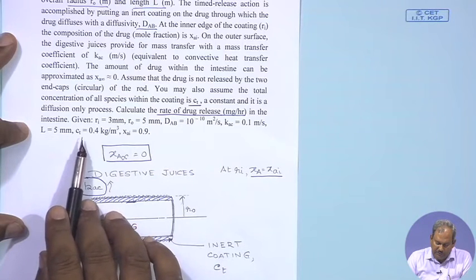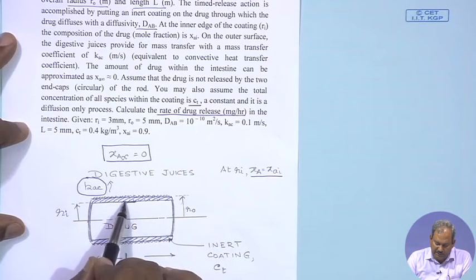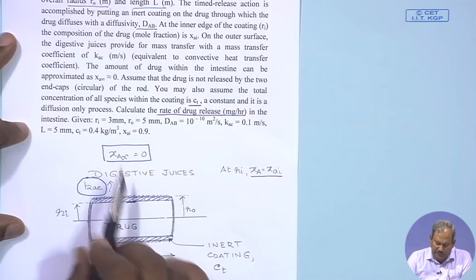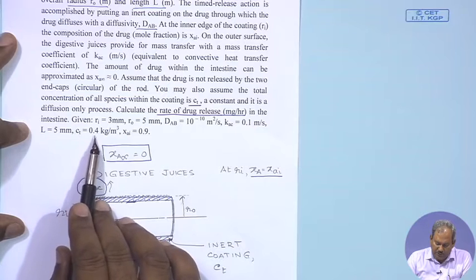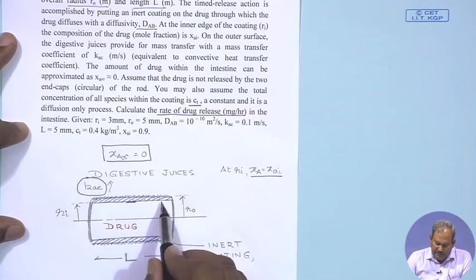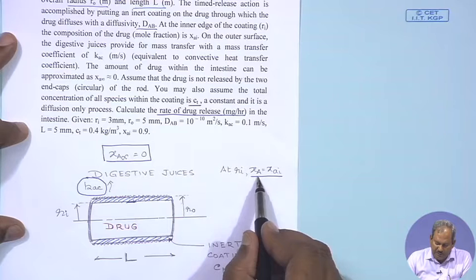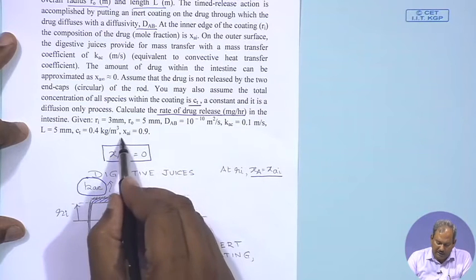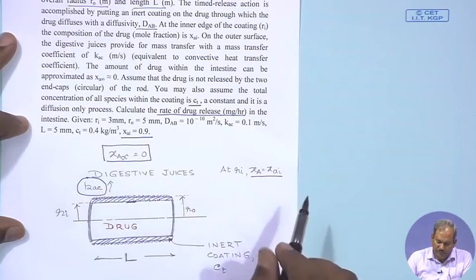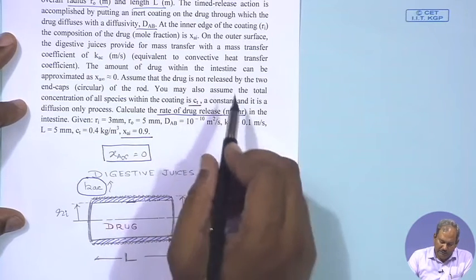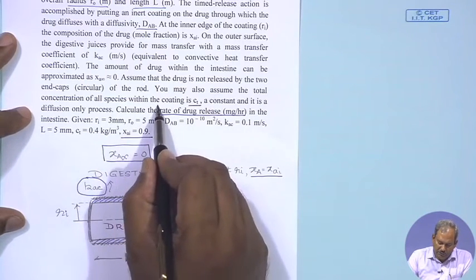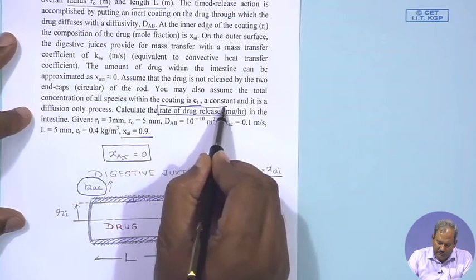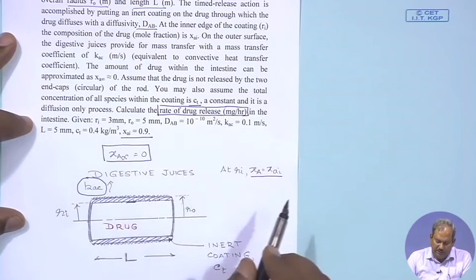The concentration of all the species present in the inert cover, including that of the drug, is 0.4 kg per meter cube, and x_AI, which is the mole fraction of the drug at the inner layer of the coating, is equal to 0.9. So, what we need to find out is the rate of drug release in milligram per hour in the intestine.